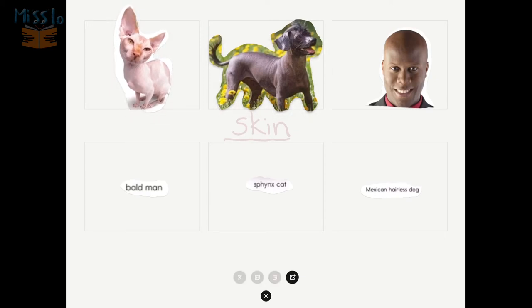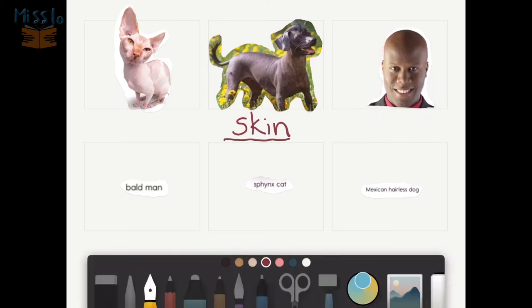And this dog is really strange, too. He doesn't have any fur, just a little on his head and his tail, but no more. And it's called a Mexican hairless dog, because there's no hair there. And this guy here, he's bald. He has no hair. So what he has is skin, like you and me. We have lots of skin all over. So this man is a bald man, and he just has skin.